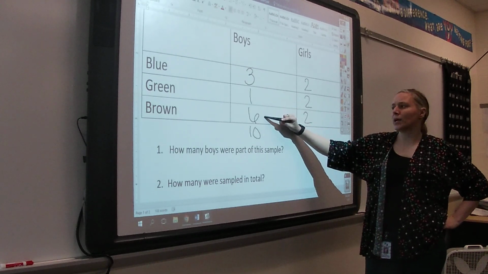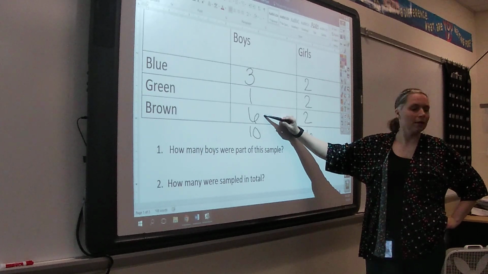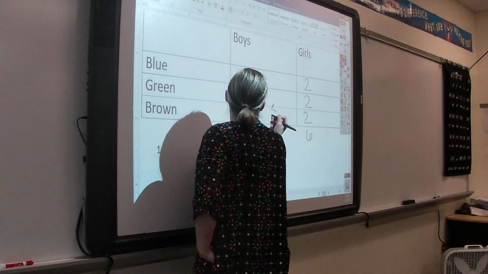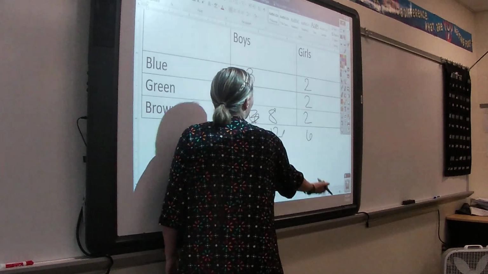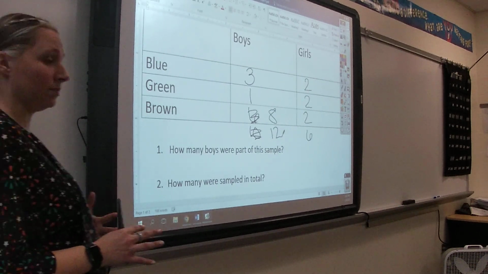Boys with brown eyes, raise your hand. 1, 2, 6, 4, 7, 5, 8. 6. There's our mistake. So this is 8, 7, and this is 12. Okay, so now we have some information about students and their eye color.